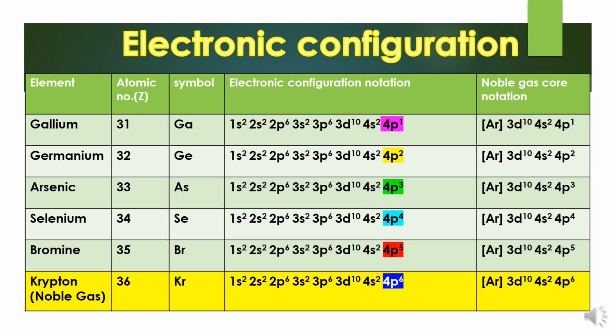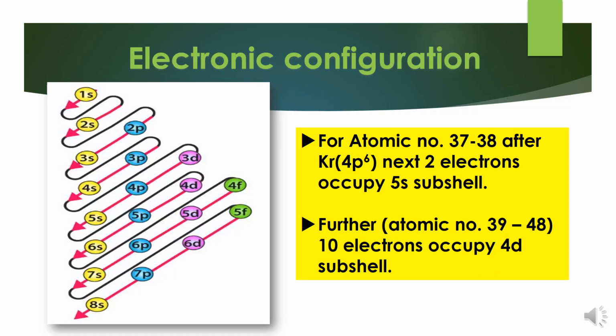So here what you observe is that when this 4p subshell is completely filled, we have a noble gas named krypton. Next, after krypton, the 37th electron, as you can see here from the Aufbau diagram, after 4p the next subshell to be filled is 5s. So the 37th electron will enter in 5s, and as we know that an s subshell can have just 2 electrons, after the 38th, the next 39th electron will enter in which subshell? Can you guess now?